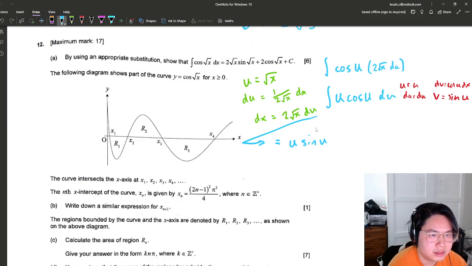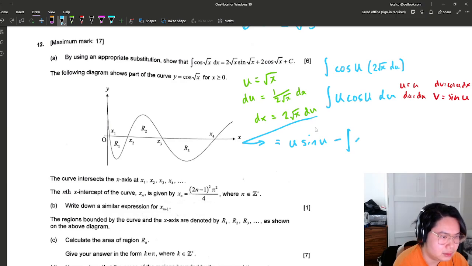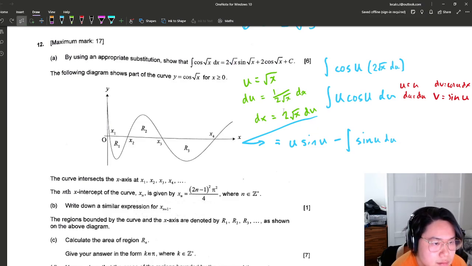Oh, okay, that's a good sign. That's u sine u, and then minus the integral of v du, so sine u du. Wait, where's my 2? I needed a 2. Oh, I forgot my 2. There should be a 2 out here. So that means that this has a 2, and this has a 2.